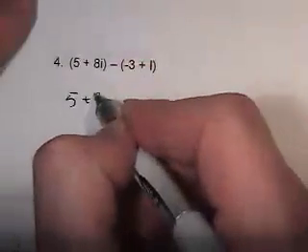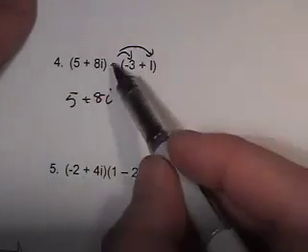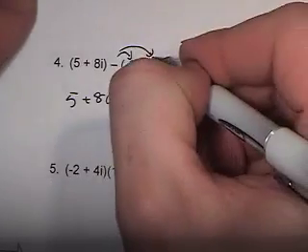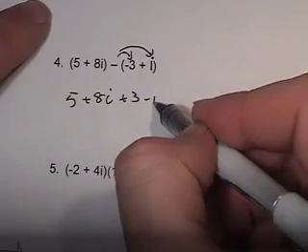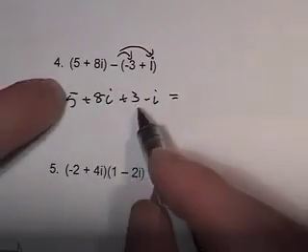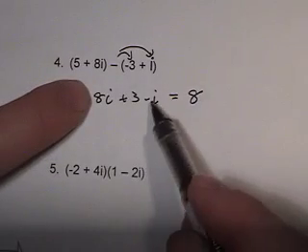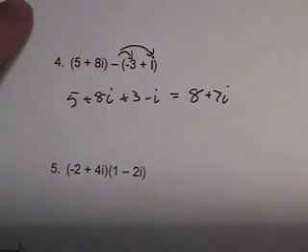Okay, let's look at the next one. I have 5 reals, 8 imaginaries. Distribute your plus. So I have a negative times a negative 3 is a positive 3. A negative, oh, that should be an i. A negative times an i is negative i. So I have 5 reals. 3 more reals is 8. 8 imaginaries minus 1 imaginary is positive 7 imaginary.